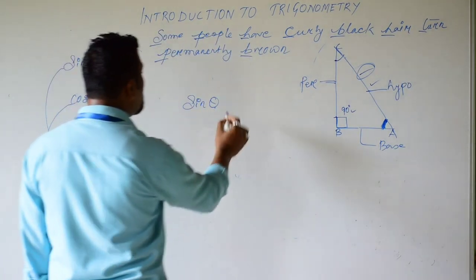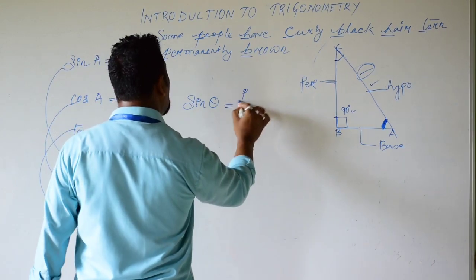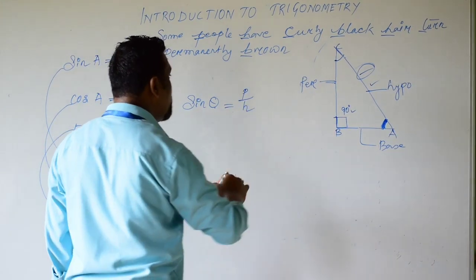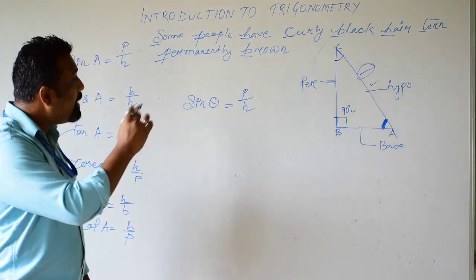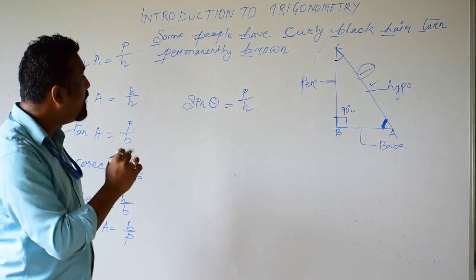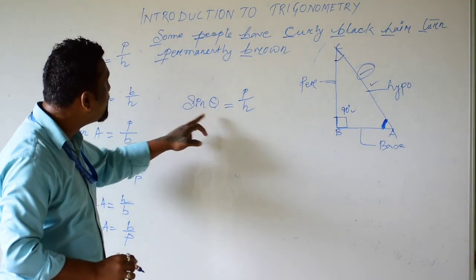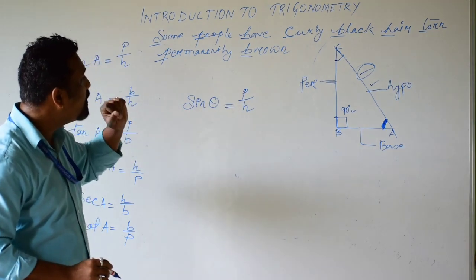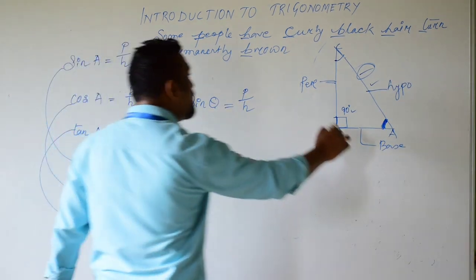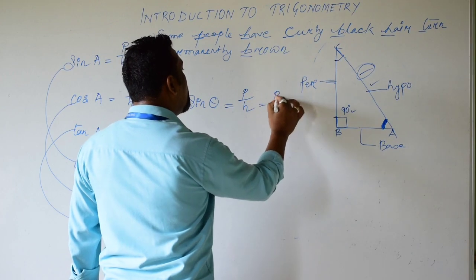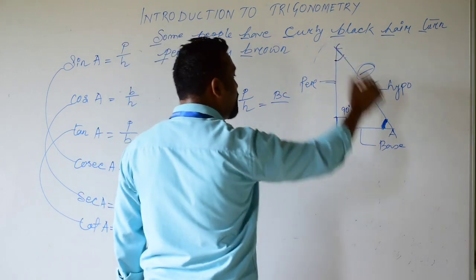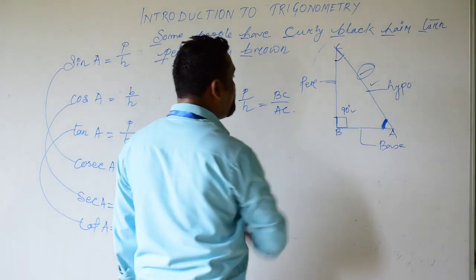So sine theta also, in the same way, you can write down as perpendicular by hypotenuse. But they have names. When we are discussing the names of the sides in a right triangle, if you are talking about sine as perpendicular by hypotenuse, then the perpendicular has a name, that is BC, and the hypotenuse is AC.